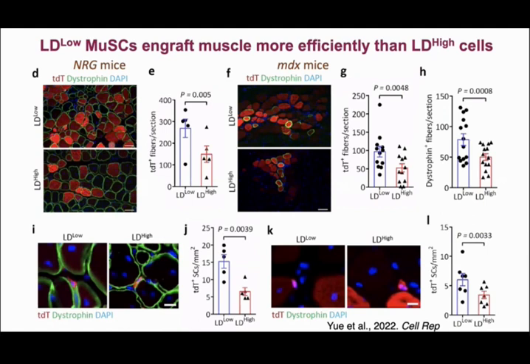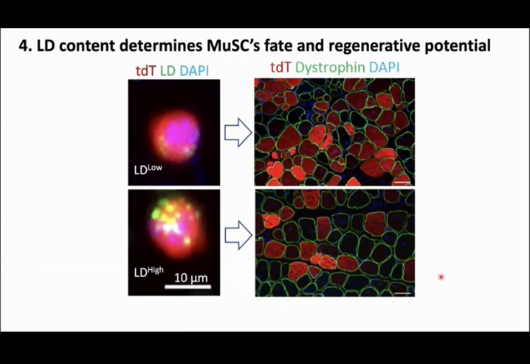So this is the outcome. Because all these transplanted cells are labeled in red, more red means they make a better contribution to the regeneration. You can see that on the top is the lipid droplet low, compared to the lipid droplet high cells. The low cells make more red cells, and they also make more cells. This shows that the lipid droplet low cells regenerate the muscle better than the lipid droplet high cells. So they do have different regenerative potential here. This is very cool.